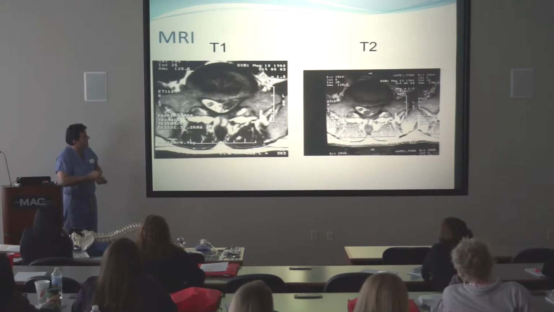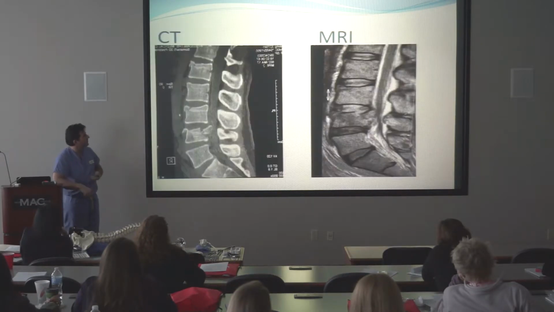Here are the cross-sectional images now. Here's a nerve root, this is actually the right side over here, and the left is over here. So that's a disc herniation right there, pushing on the nerve root, getting squished right underneath here. Same thing over there. Just different sequences, T1 and T2.